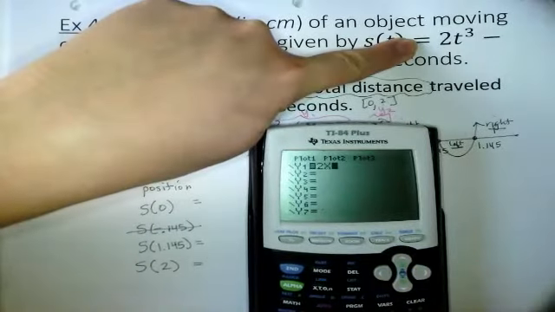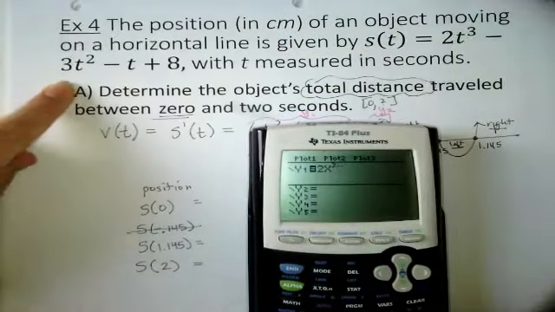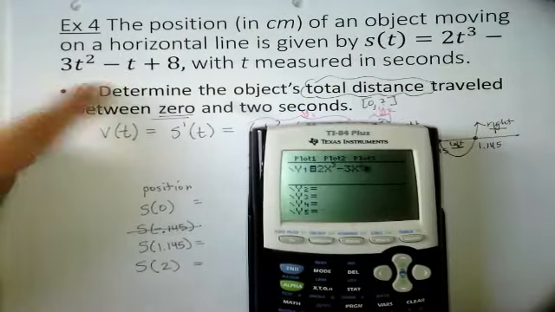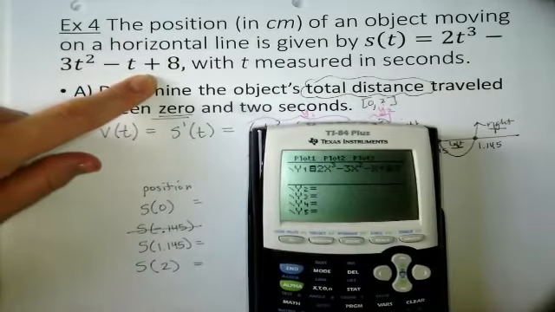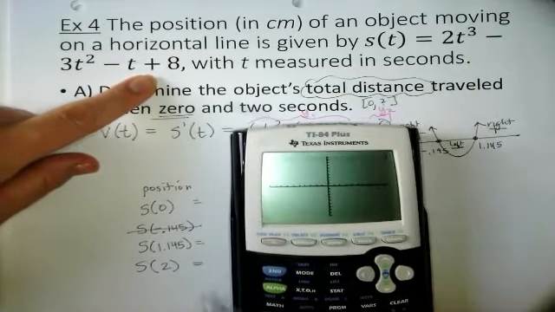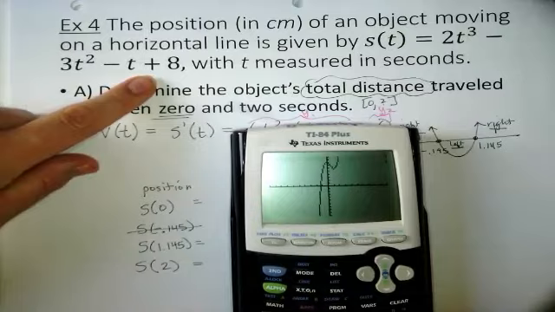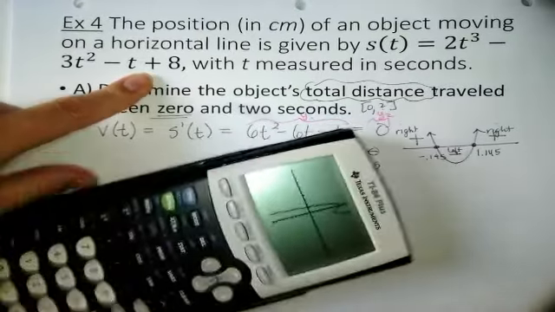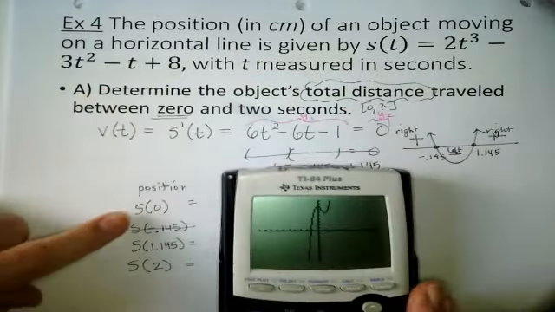So 2x cubed minus 3x squared minus x plus 8. And of course, those x's are really t's. We've got this cubic sort of shape. I'm going to imagine it horizontally. There you go. All right, so let's see.